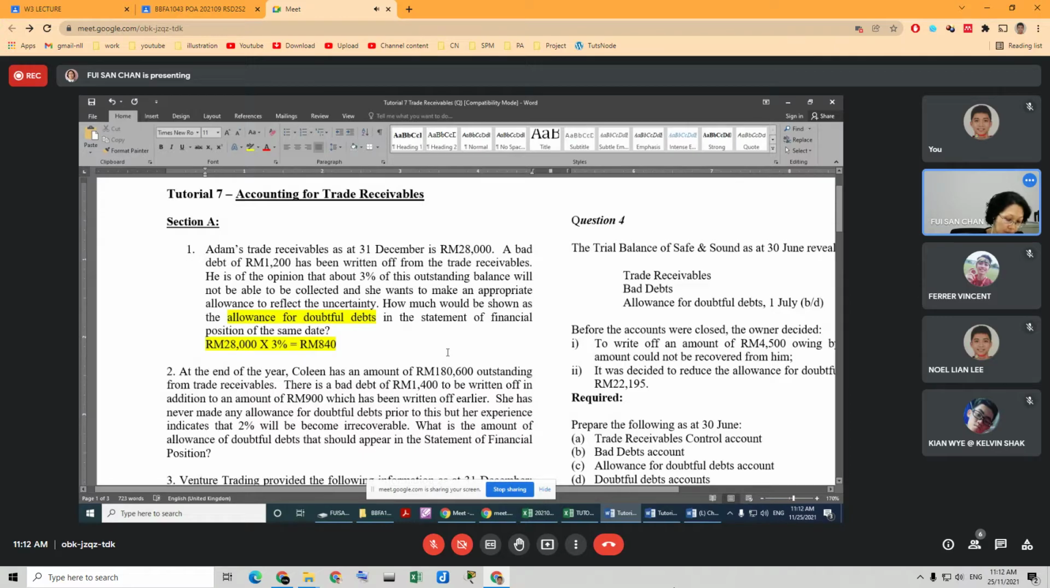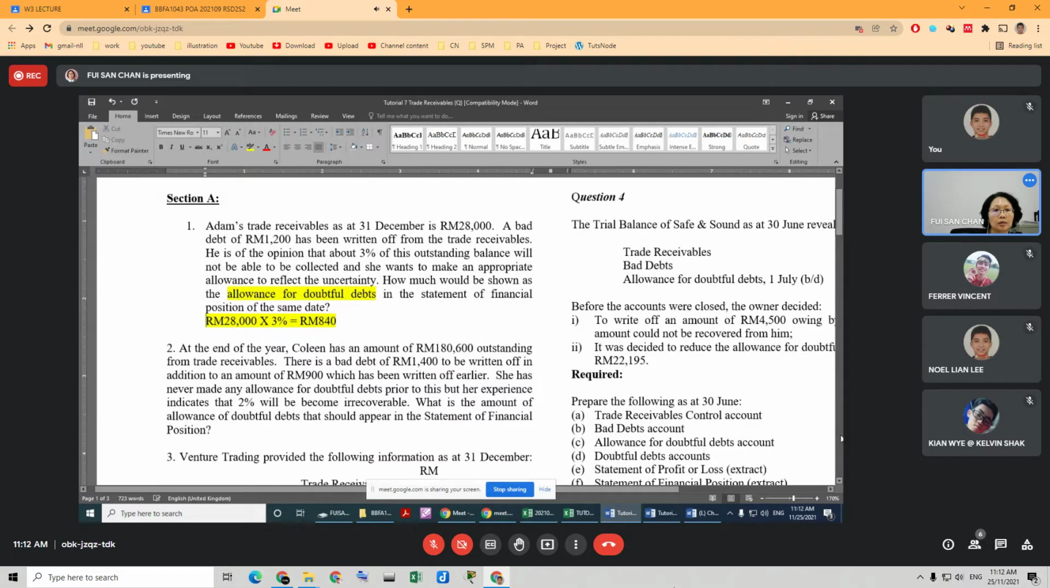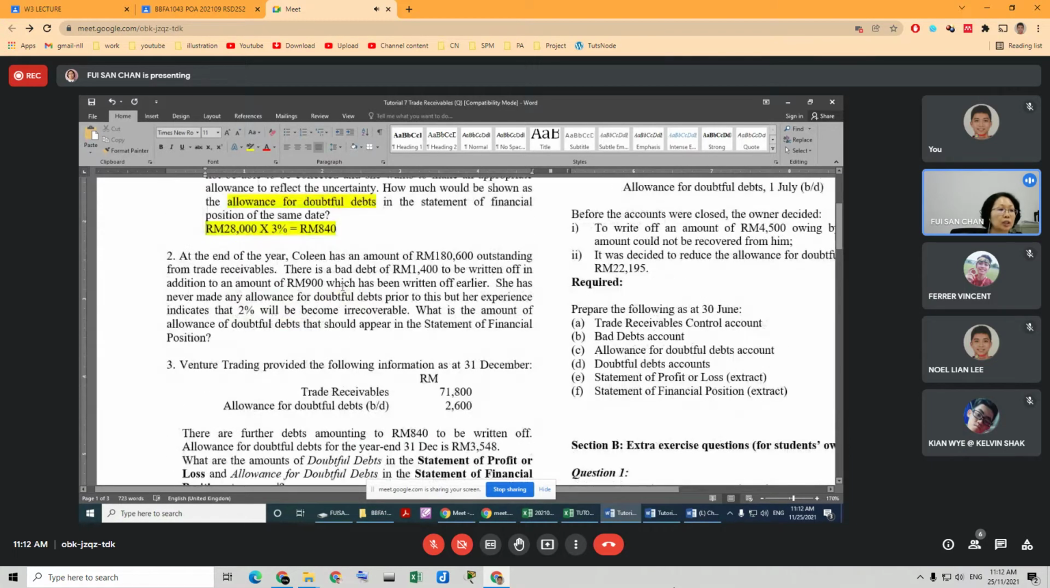All right. Then number 2. This one is actually to test your understanding of reading and whether you understand what the question says. This one is Colin, 180,600 outstanding from trade receivable. So meaning we are waiting for the customer to pay us this amount. There's a bad debt of 1,004 to be written off in addition to an amount of 900, which has been written off earlier. So what does it mean in this sentence?